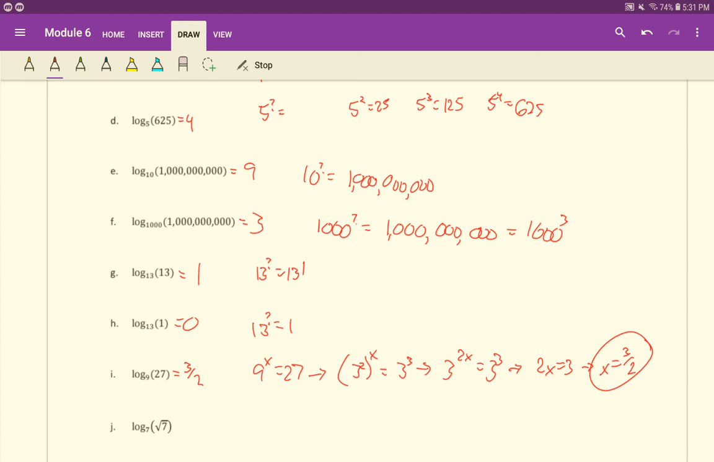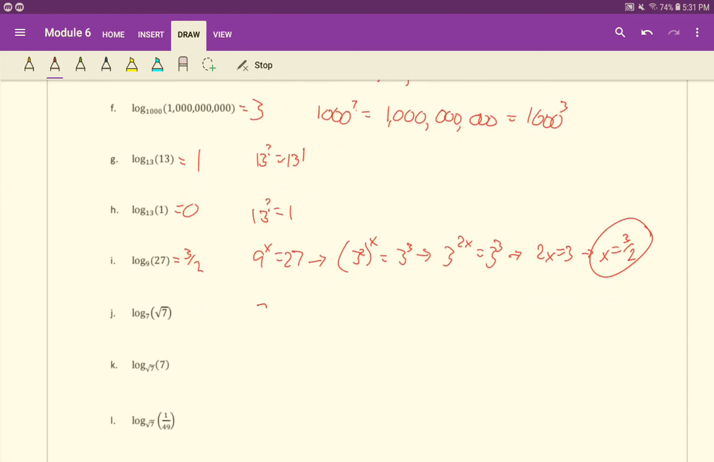Like so. Okay? For J, 7 to what power gives you the square root of 7? Well, remember here that square roots are what exponent? To the 1/2, right? So this is just 1/2.